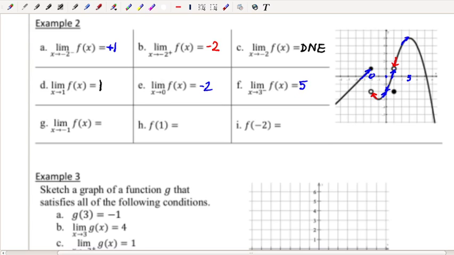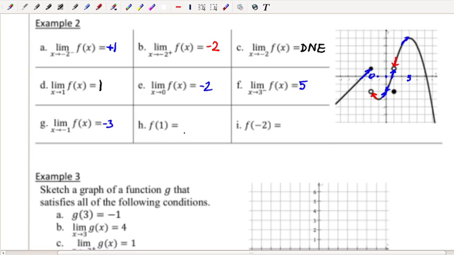Then it asks me, what's the limit of f as x approaches -1? -1 would be right here. Again, function is continuous. No holes, no asymptotes right here. So this is just going to be, again, from both sides, I end up at -3.